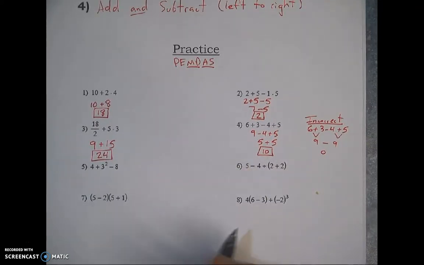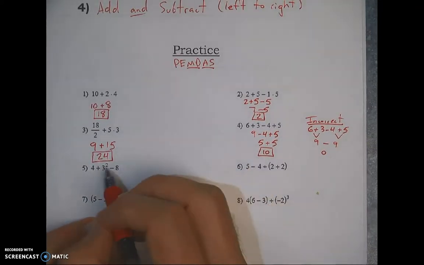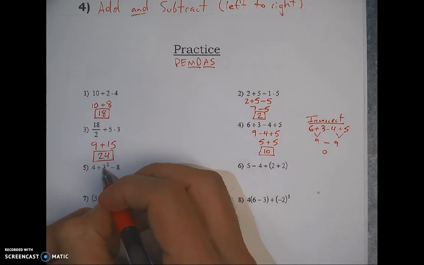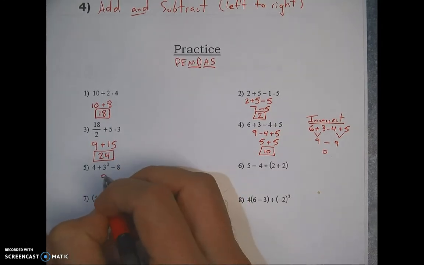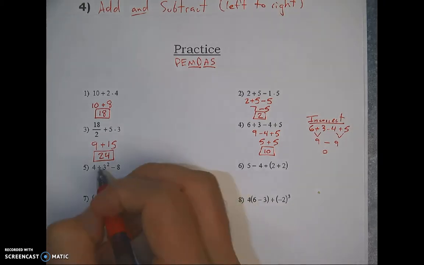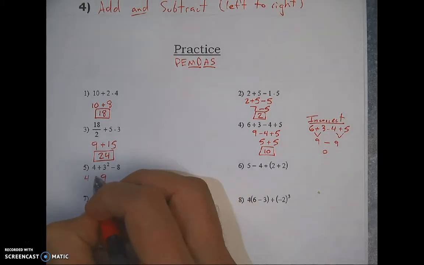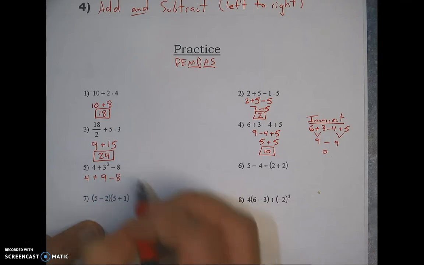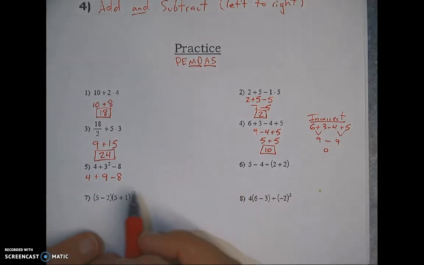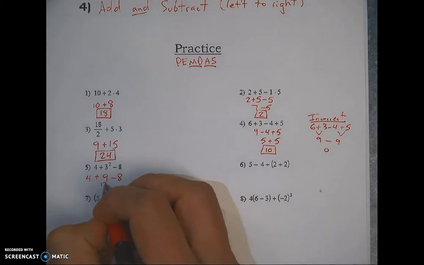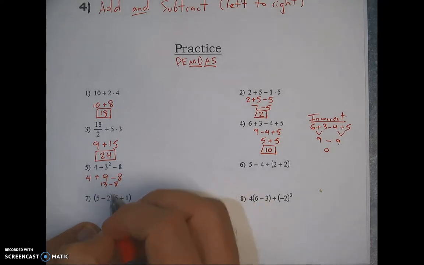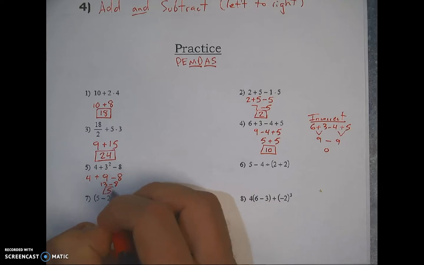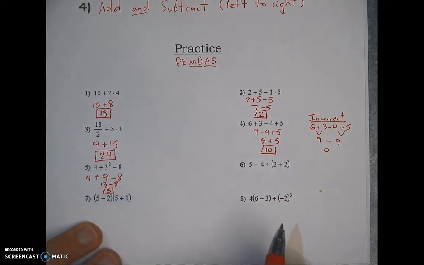Number 5. No parentheses here, but I do see exponents. That's the first thing I'm going to do. So 3 to the second, remember, is not 6. It's 3 times 3. We no longer have to write it out as 3 times 3. You can just write the answer. Anything that I have not done needs to come down. Now I just go from left to right. So 9 plus 4 is 13. I didn't do anything with the 8, so I rewrite it. And 13 minus 8 is 5.